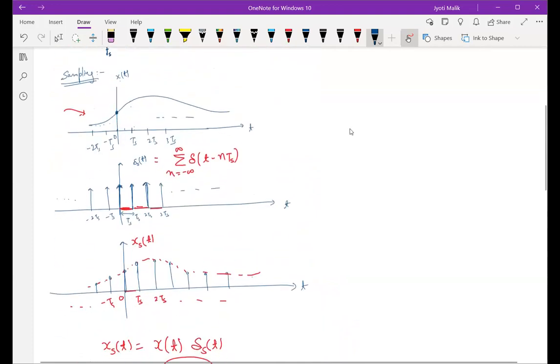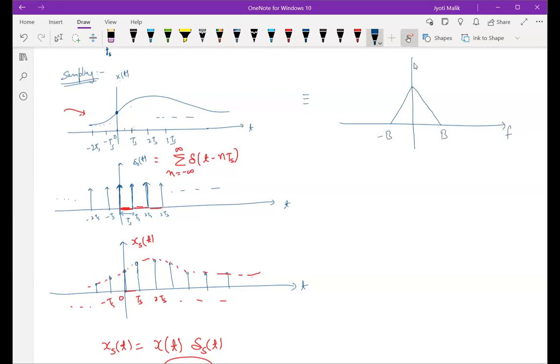Now there was the frequency domain concept also. For this signal, this was a random signal, so let me assume a random frequency domain. Let's say it is from -b to b. This is your f. This is your x of f, meaning the Fourier transform or the frequency response of this particular signal. This is just an assumed frequency domain.